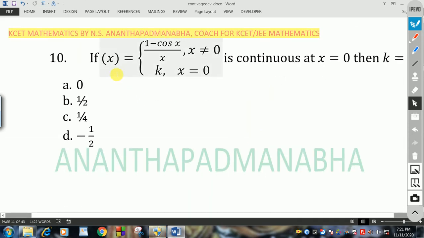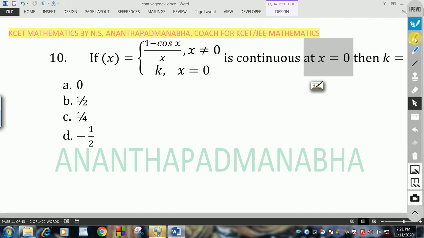Next, if f of x is equal to 1 minus cos x by x for x not equal to 0, and k for x equal to 0, is continuous at x equals 0, then k is equal to 0, 1 by 2, 1 by 4 and minus 1 by 2 are the 4 answers. So we can solve this by using the definition again.